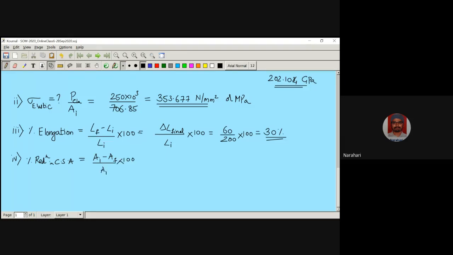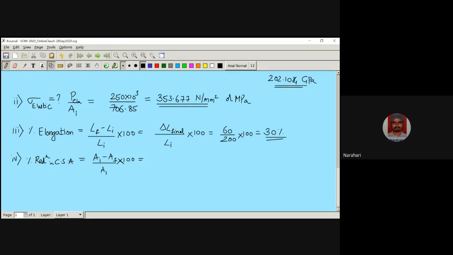Remember one thing: sometimes I have seen some students, due to confusion, they will use LF instead of LI, AF instead of AI. Please don't get confused. It is always initial area, initial length. Whenever you are doing any percentage calculation, it is always with respect to the initial value. Remember this. Mostly students don't make mistakes in this one, but sometimes they make this mistake.